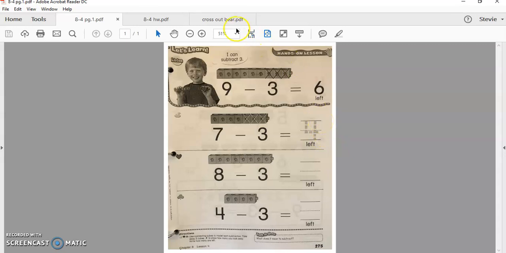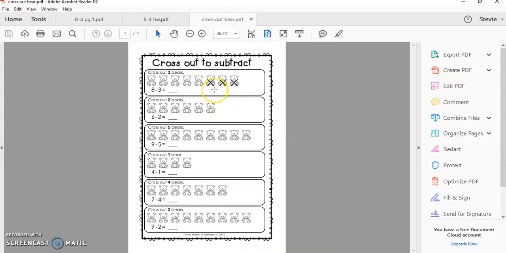After you do this page, you need to go on to the bear page. So it will tell you this is where you're starting. This is how many bears you start with. This is how many you take away. Again, Xing them out, just like we've been practicing. And you tell me how many left over.